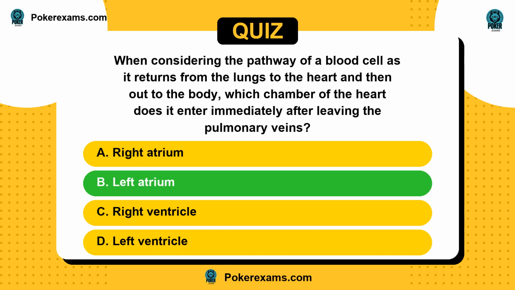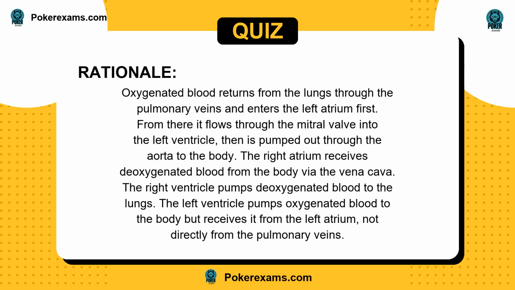The answer is B. Oxygenated blood returns from the lungs through the pulmonary veins and enters the left atrium first. From there it flows through the mitral valve into the left ventricle, then is pumped out through the aorta to the body. The right atrium receives deoxygenated blood from the body via the vena cava. The right ventricle pumps deoxygenated blood to the lungs. The left ventricle pumps oxygenated blood to the body, but receives it from the left atrium, not directly from the pulmonary veins.